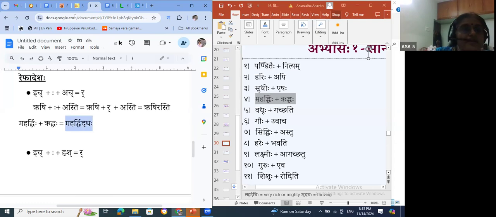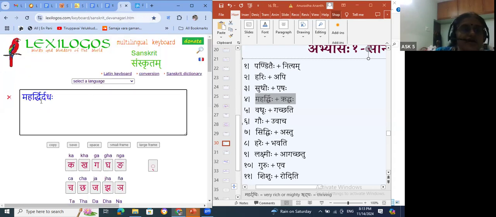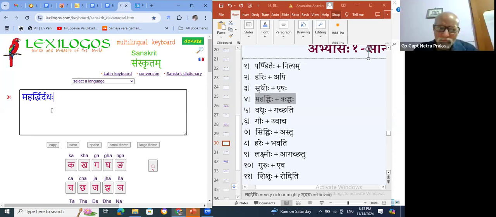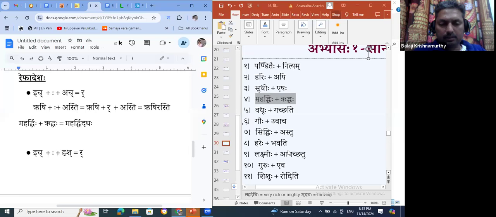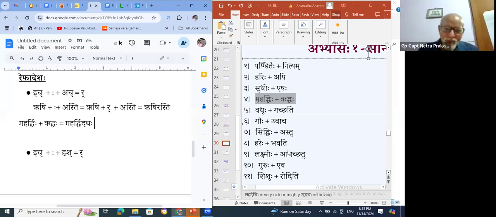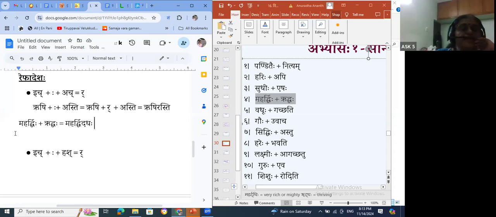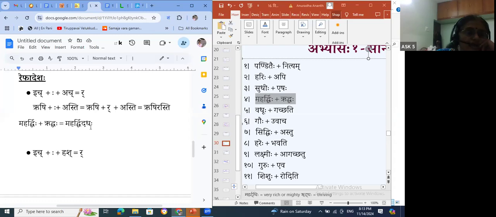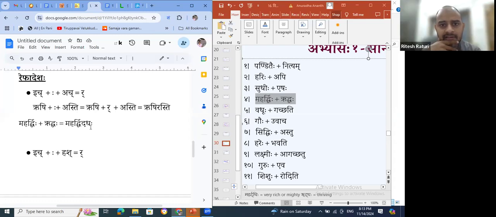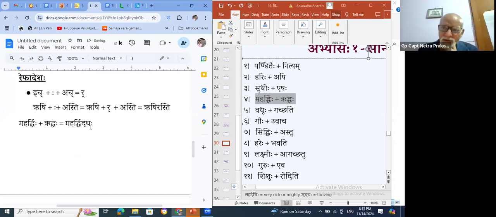Just one minute, I'll try here. Like this. But Mahodaya, that is a swara. Ma'am, रेफ will go over the ऋ. No, Balaji Mahodaya, this is a swara, so it will be महर्द्धिर् ऋद्धः. So it will become ऋ. Right? ऋद्धः. दीर्घ ऋ, is it?